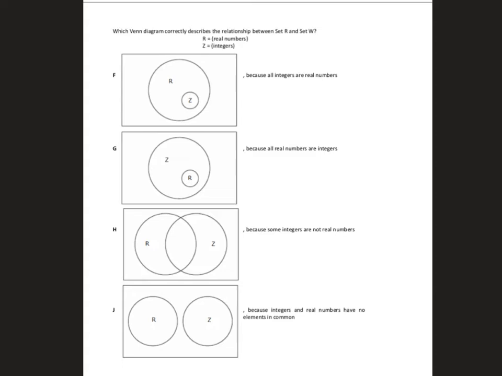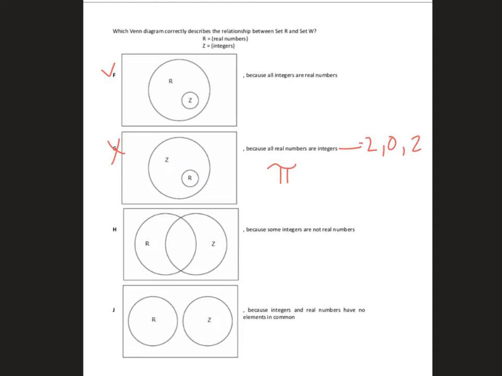So F, because all integers are real numbers. So yes, all integers are real numbers, right? So we'll just check mark that one. So technically that's true. G, because all real numbers are integers, right? That's not true because there are some real numbers that are not going to be integers, right? For instance, the number pi is not an integer. Remember, integers have to be negative whole numbers, 0, or positive whole numbers, right? So all real numbers are not necessarily going to be integers.